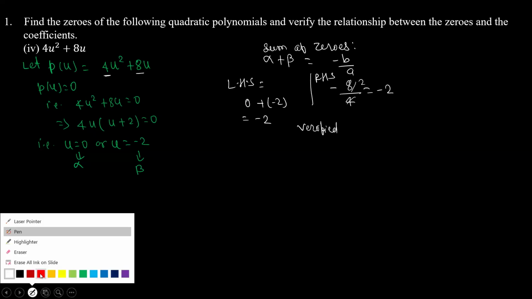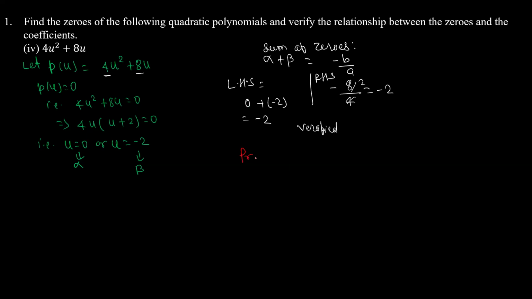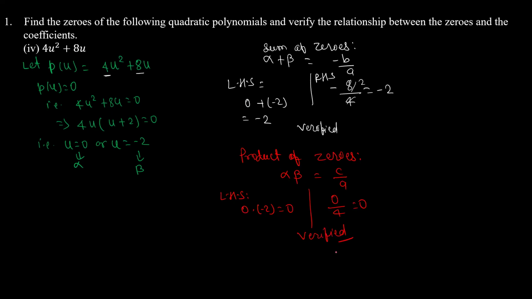और last क्या है? Product. Product of zeros. Product of zeros क्या है? Alpha into beta equal to क्या है? Coefficient c by a. So finally LHS, alpha into beta, alpha is 0, beta is minus 2, so this is going to be 0. And c by a, c is there 0, a is 4, this is also going to be 0. So finally it is the verified one.